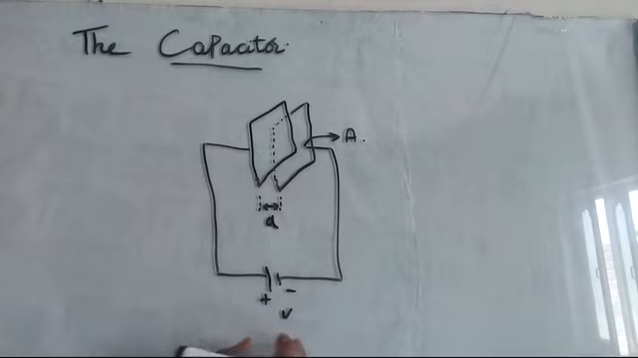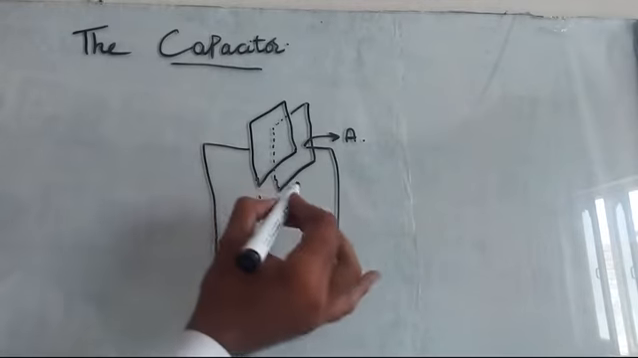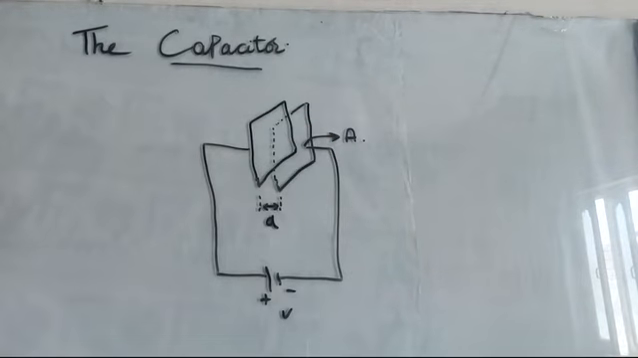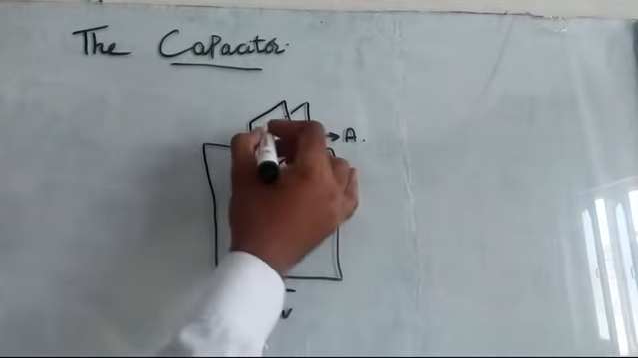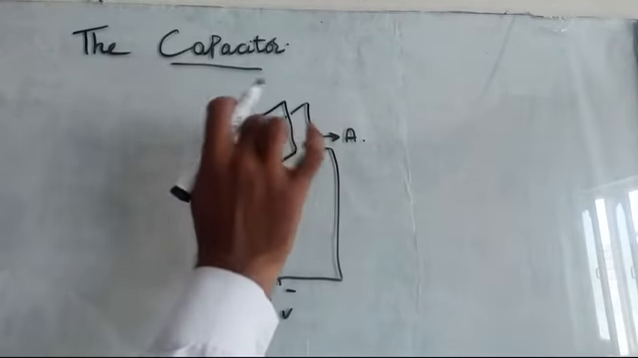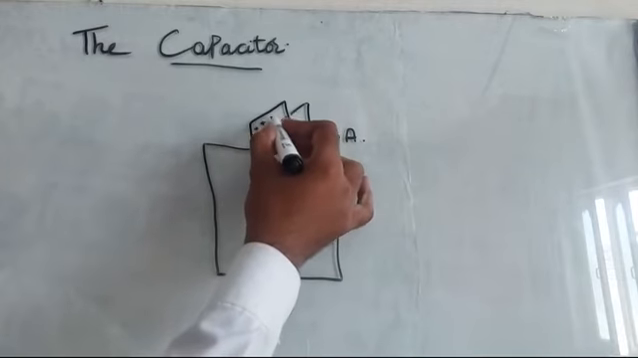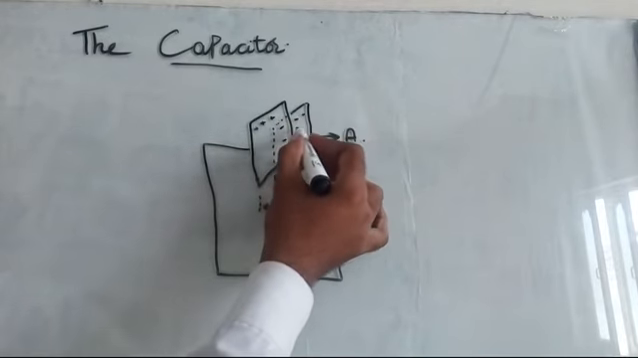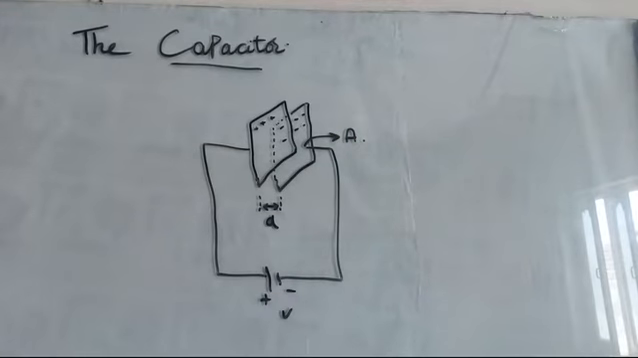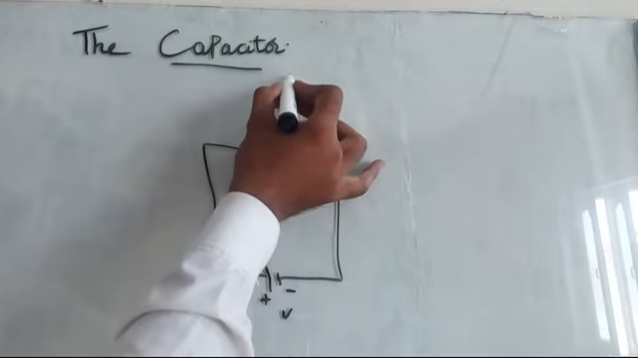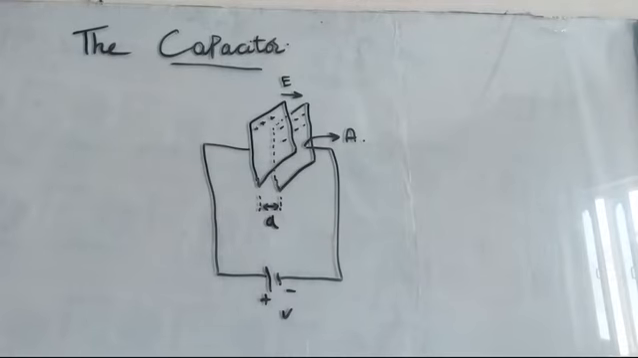So due to this voltage source, an electric field will be across these two plates, and there will be a charge separation on these two plates. One plate will be positively charged and the other plate will be negatively charged. There will be positive charges over here and negative charges on this plate. This charge distribution creates a voltage difference between these two plates, and there is an electric field E between these two plates. This electric field stores energy.